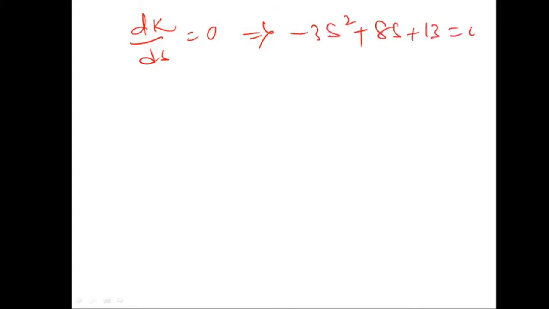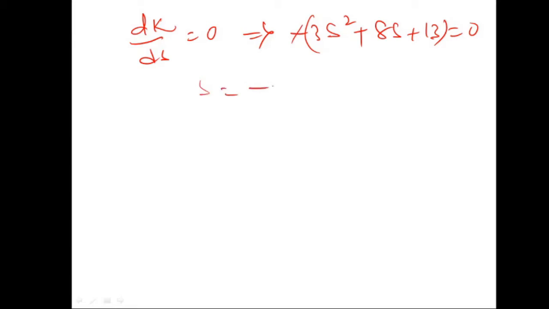The value of dk by ds equal to 0, the equation we got is minus of 3s square plus 8s plus 13 equal to 0. So we can take off this minus.